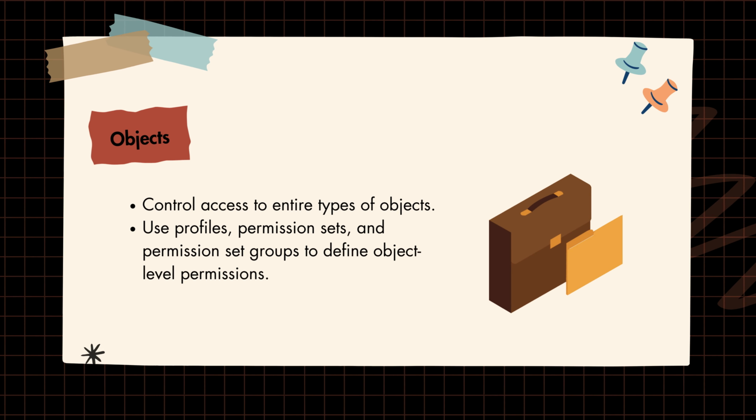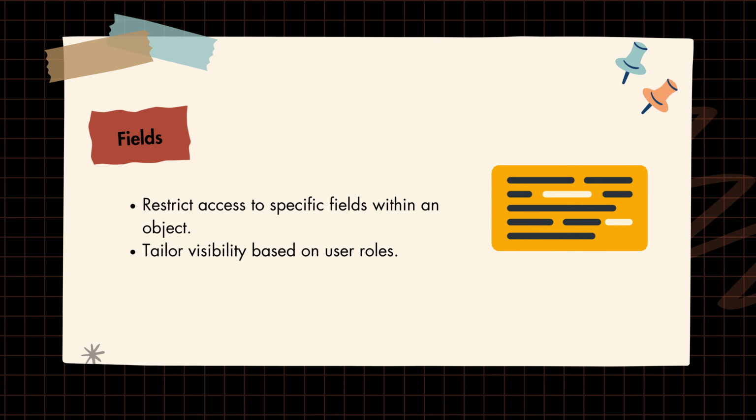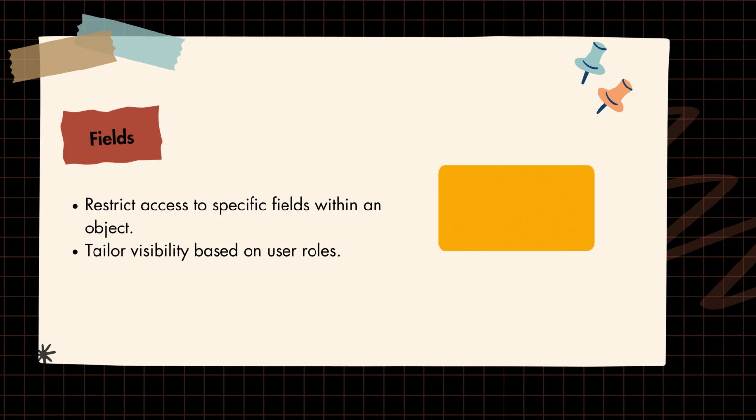Objects. Control access to entire types of objects. Use profiles, permission sets, and permission set groups to define object-level permissions. Fields. Restrict access to specific fields within an object. Tailor visibility based on user roles.